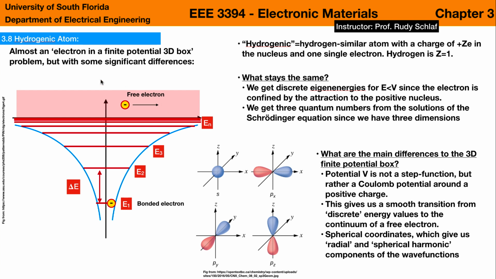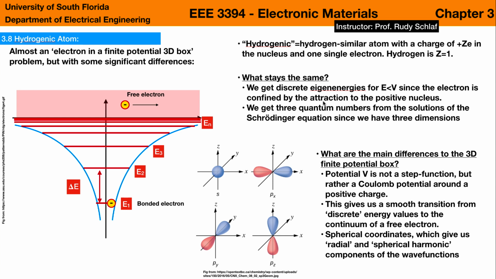By now you should have a pretty good idea what to expect from the solutions of the hydrogenic atom. It's almost an electron in a finite potential 3D box, but of course there are some significant differences. So what stays the same? Well, we get discrete eigenenergies for energies that are smaller than the potential around the nucleus, because the electron is confined, right? So we will end up with something like this here.